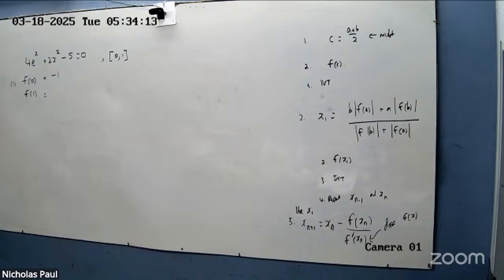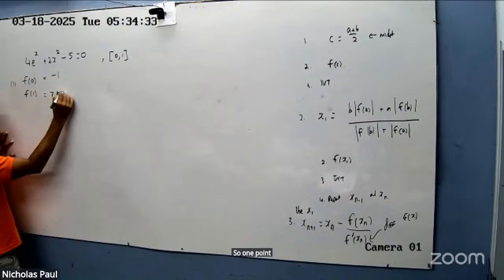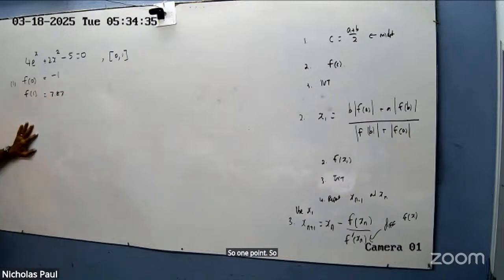4 plus 0. Try that quick. Find f of 1. It's about 7 point something. Alright, so positive, good enough, right?